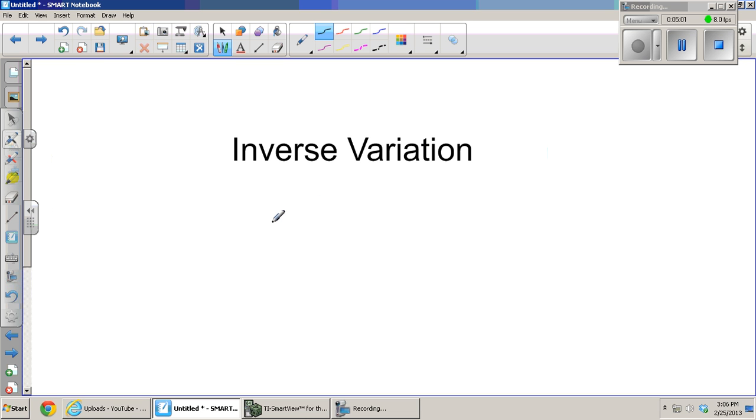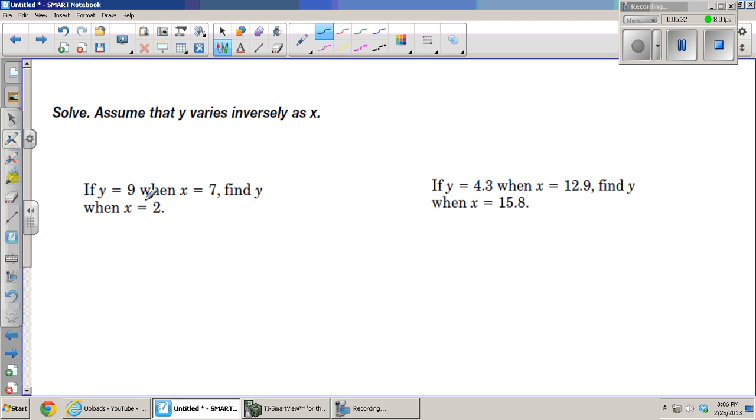Alright, let's go to inverse variation. In inverse variation, we're setting up a ratio again, but our ratio this time goes like this. Y1 goes on top, and Y2 goes on top of each side. But the inverse happens on the bottom. The second x goes on the bottom of the first side, and the first x goes on the bottom of the other. See how that is? First y, second y, and then you flip it: second x, first x.